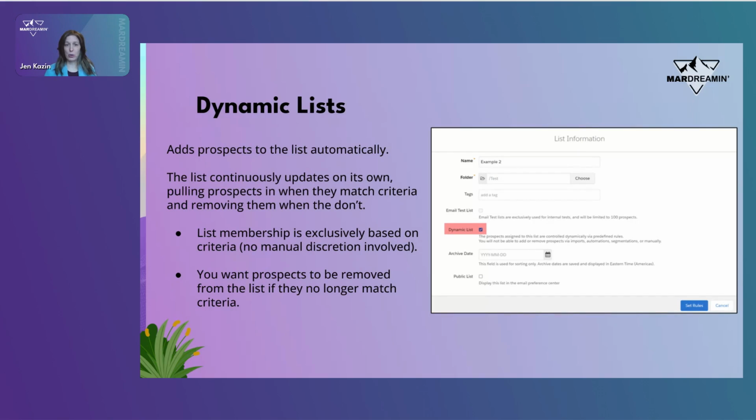So here's where you go ahead and do that. So I have the dynamic list. This is where you can add prospects to the list automatically. That's how a dynamic list works. This list, a dynamic list, continuously updates on its own, pulling prospects when they match the criteria. And a dynamic list will automatically remove them when they don't match.